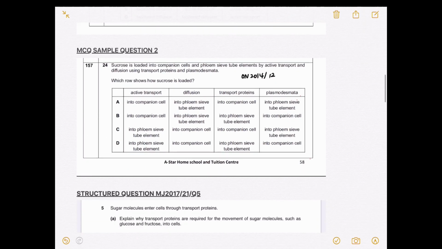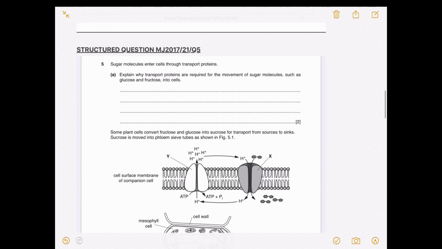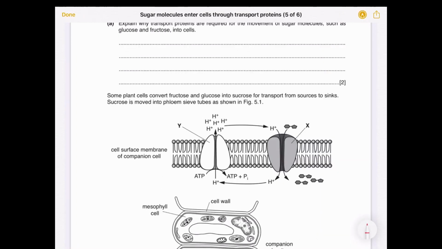And as for the structure question, okay, so first thing, it's a simple chapter 4 question. It's just asking why transport proteins are required to move sugar molecules such as glucose and fructose. So it's most likely related to the size of the molecule and the polarity of the molecule. Since they're water soluble and large, they need a carrier protein to move them across the hydrophobic layer of the phospholipid. So the keywords will be, we'll talk about the features of glucose and sucrose.